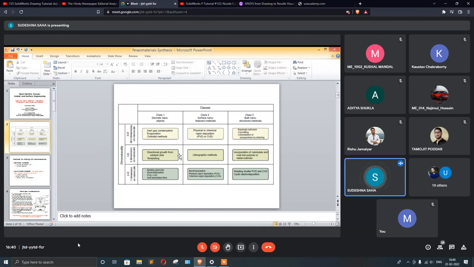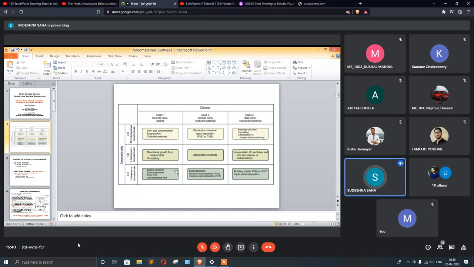Class 3 materials involve incorporation of nanotubes and rods into polymers or metal matrices. Then you have 2D materials, where we will talk about beating, electrodeposition, PVD, CVD, that is physical vapor deposition and chemical vapor deposition, self-assembled films, all these things.